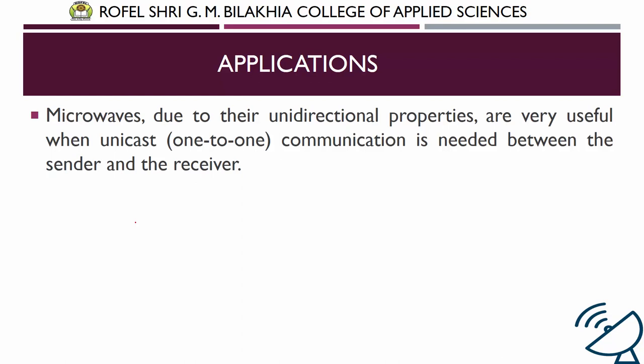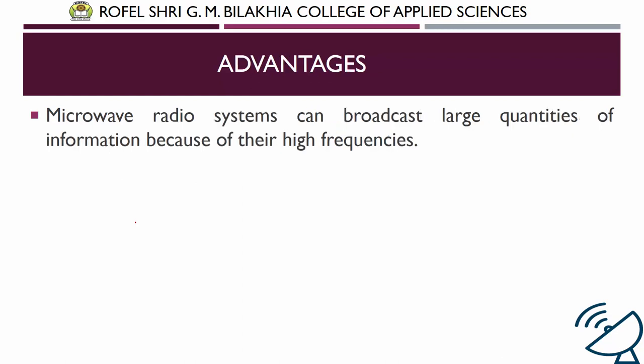Right, for example they are used in cellular phone, satellite network and wireless LAN etc. Now these waves have some advantages. Microwave radio system can broadcast large quantities of information because of their high frequency. ये advantage है उसकी, high frequency की वजह से हम large number of information जो है send कर सकते हैं.